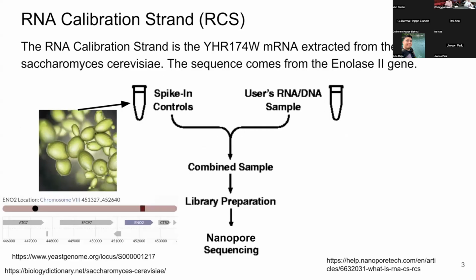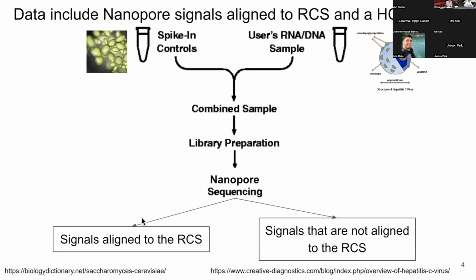So in our experiment, the RNA calibration strand is from yeast. It's an mRNA from yeast. And specifically, it comes from this NLase2 gene that you can see here, on chromosome 8. So our data includes these spiking controls, and then let's say our sample here is going to be the hepatitis C virus, which was one of the samples that we looked at in class, the HCV 002 and 004. We're just using the HCV 002 in our data here.